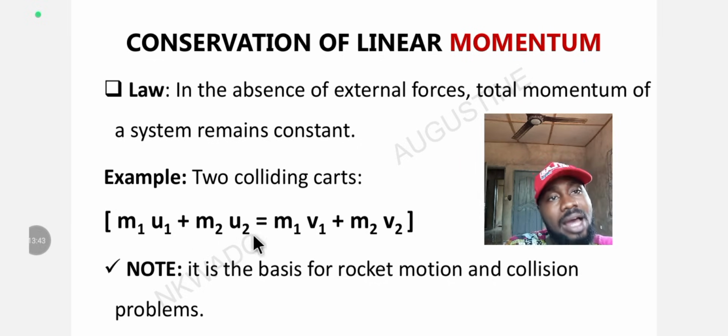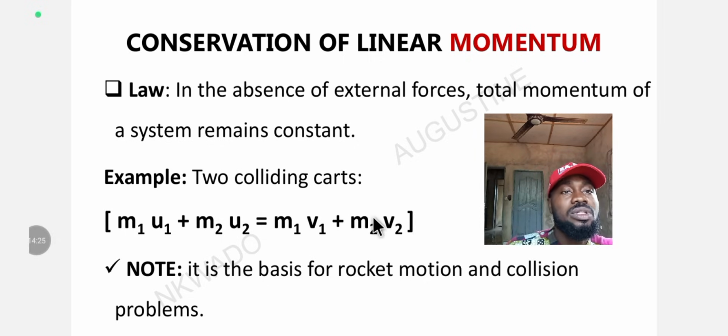This is the formula for solving linear momentum. Very easy. Mass 1 times u, the initial velocity of mass 1, plus mass 2 times its initial velocity, equal to mass 1 and the final velocity of mass 1 plus mass 2 and the final velocity of mass 2. If you solve what you have here, basic mathematics, you multiply, then add what you get here. Do the two sides, then divide both sides to get your answer.